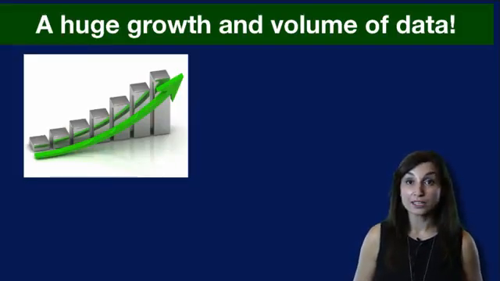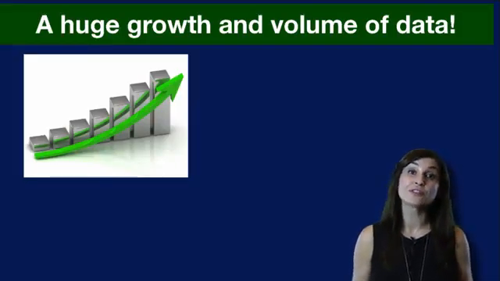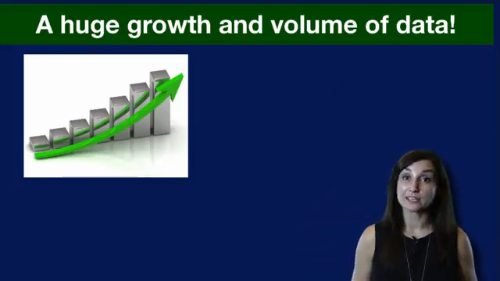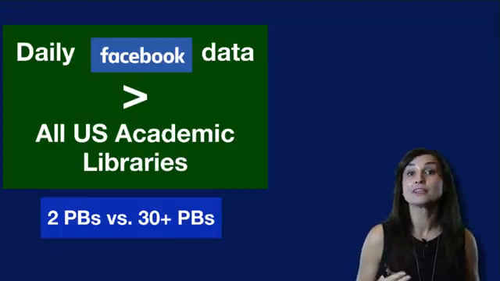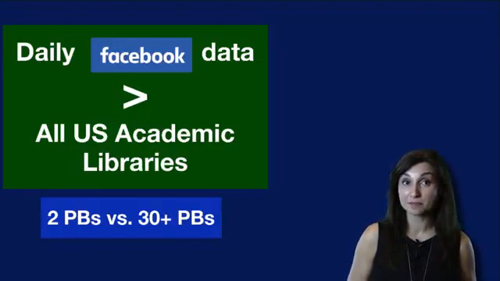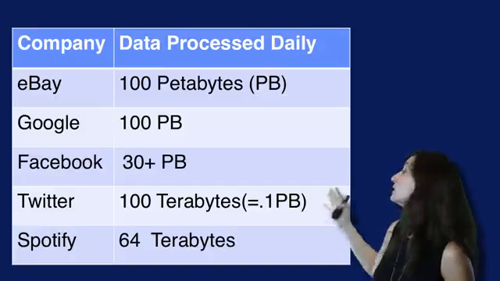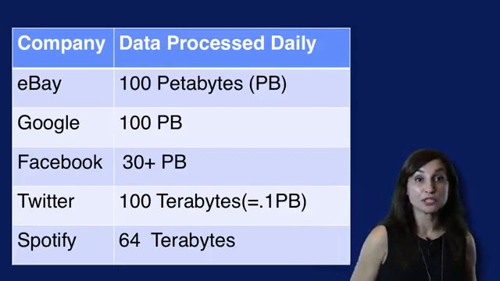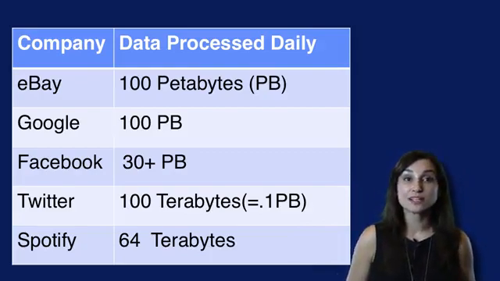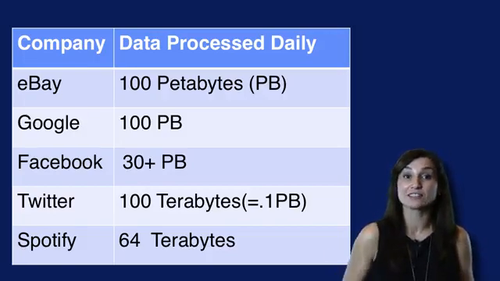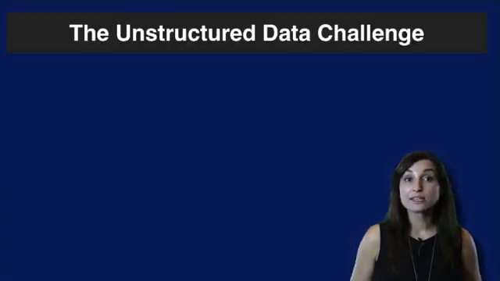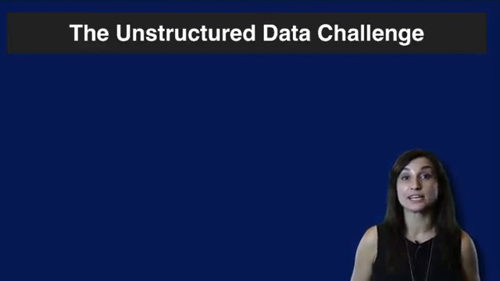This much activity leads to a huge growth in data. Did you know that in a single day, Facebook users produce more data than combined US academic research libraries? Let's look at some similar daily data volume numbers from some of the biggest online platforms. It is amazing that some of these numbers are in the petabyte range for daily activity. A petabyte is 1,000 terabytes. This sheer size of mostly unstructured data generated by humans brings a lot of challenges.